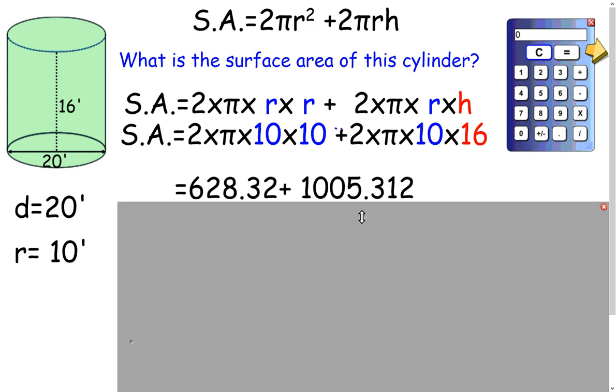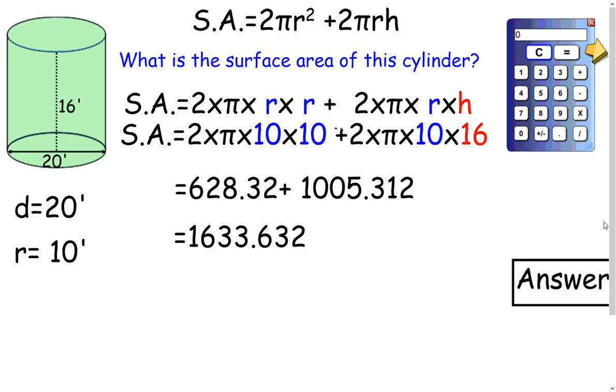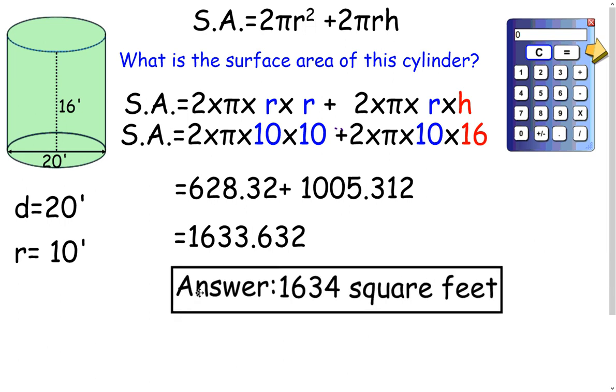and we end up with the two circles together being about 628, and that rectangle, that piece that wraps all the way around the outside, being a little over 1,000. And all together, we add them up, we get 1,633.6. We're going to round that to the nearest whole number. That 6 is going to make the 3 in the 1 spot round up to a 4. So we have 1,634 square feet. Remember, our units are squared.